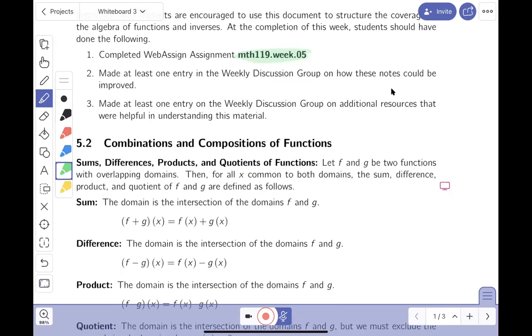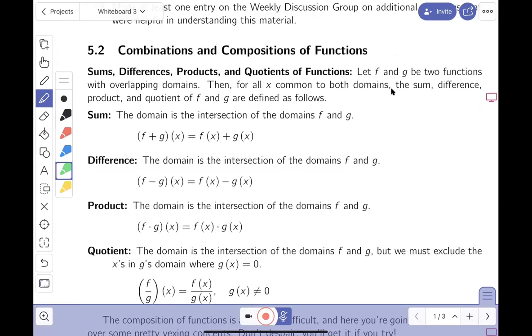All right. So let's talk about the combinations and compositions.